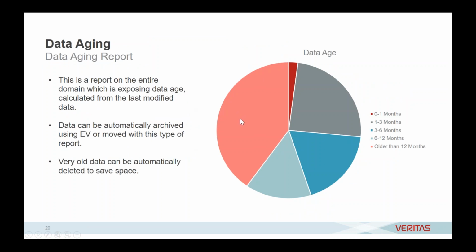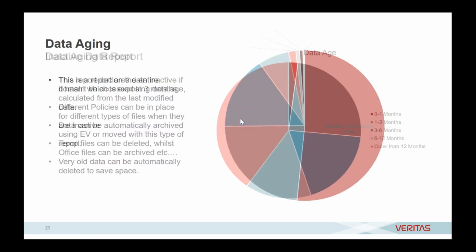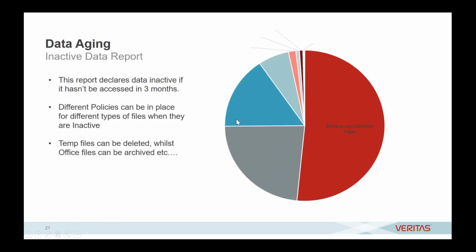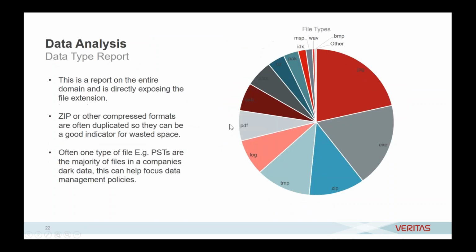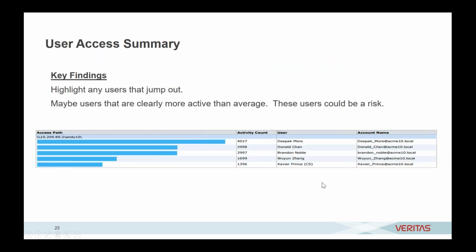We can see the age of data, inactive data, and data type as well. So a lot of the times when we run this in customers, we find a lot of, as I mentioned earlier, PST files, and we find a lot of graphics files. And then just final report I wanted to show you here was a user access summary report as well on particular paths. Okay, as I mentioned there, these users could be a risk.